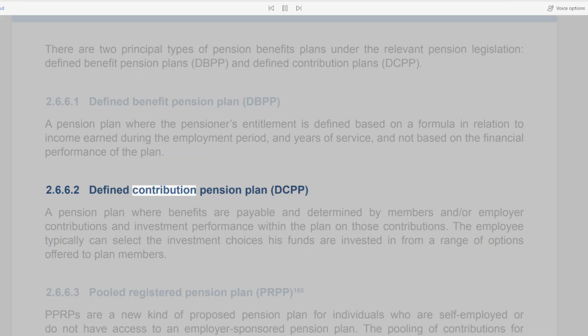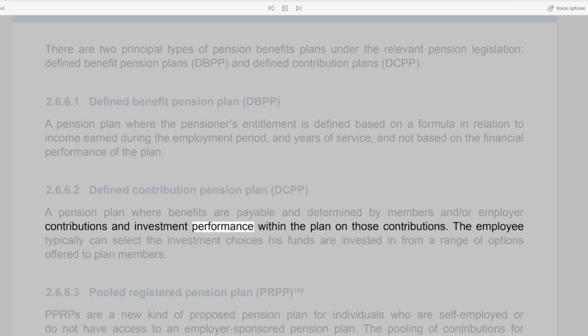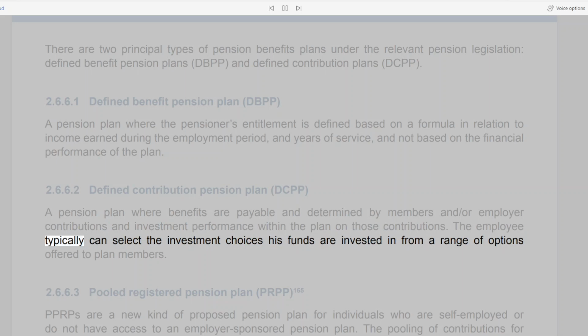2.6.6.2 Defined contribution pension plan, DCPP. A pension plan where benefits are payable and determined by members and or employer contributions and investment performance within the plan on those contributions. The employee typically can select the investment choices his funds are invested in from a range of options offered to plan members.